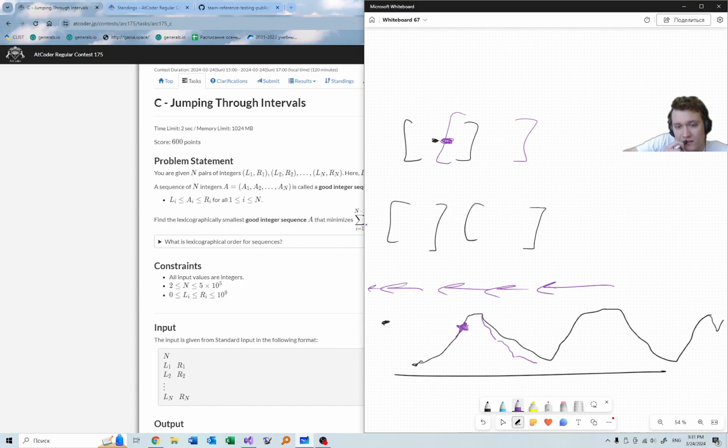So how to fix this? Actually, I think that we need to choose the segments of going down. So let's choose the local maxima.